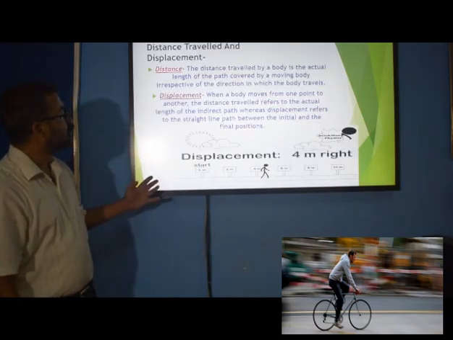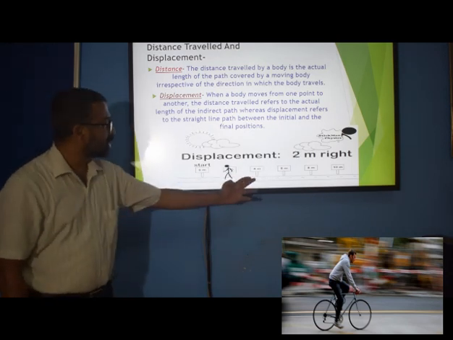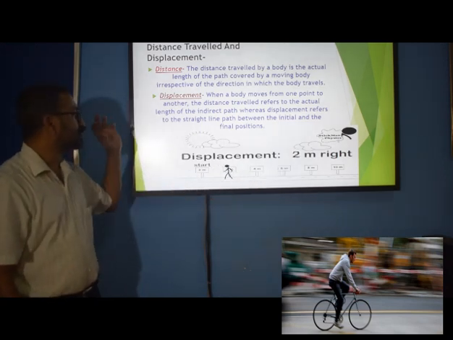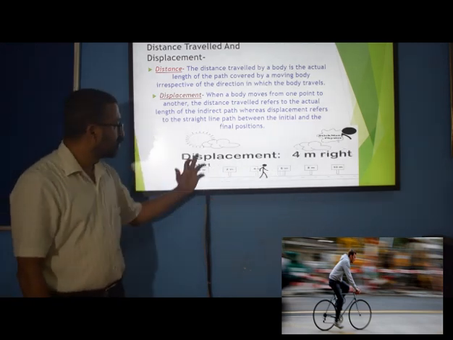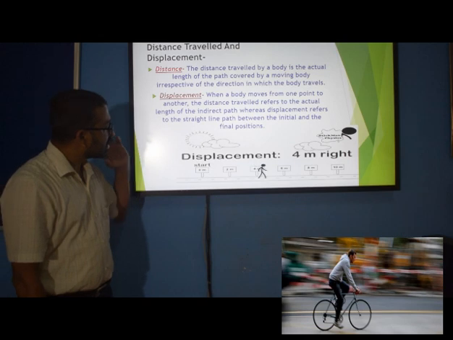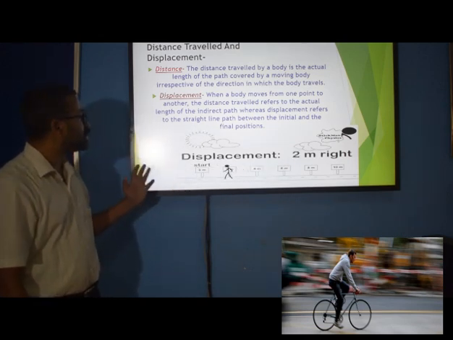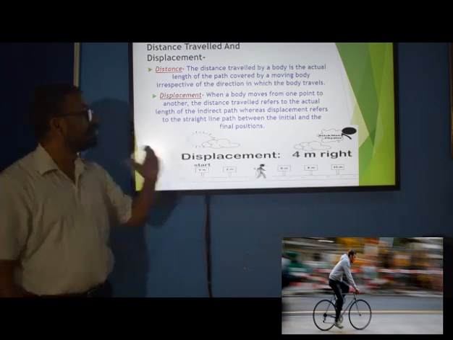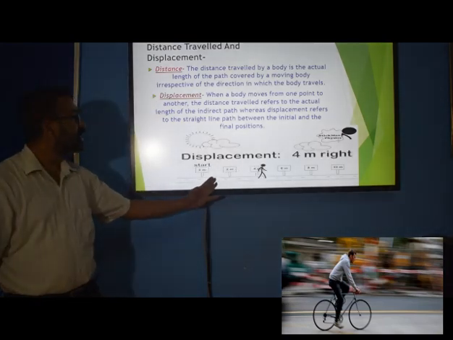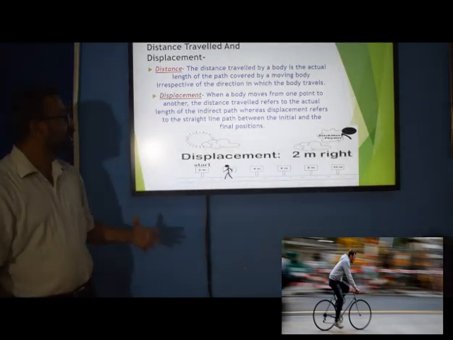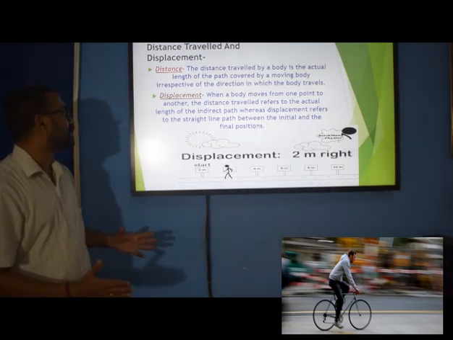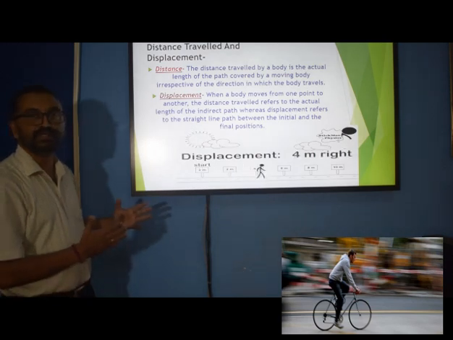Now see this man, he is going to that particular end and coming back. Again he is starting from 0, going to 6 meters, coming back to 2 meters. Once again, starting from 0, going to 6 meters, coming back to 2 meters. So what is the resultant displacement for him? That means the difference between his initial position and final position. See this one. He is traveling 6 meters to the right, coming back again 4 meters. Now in total he is traveling some 10 meters. But what is his resultant displacement? That is only 2 meters to the right.